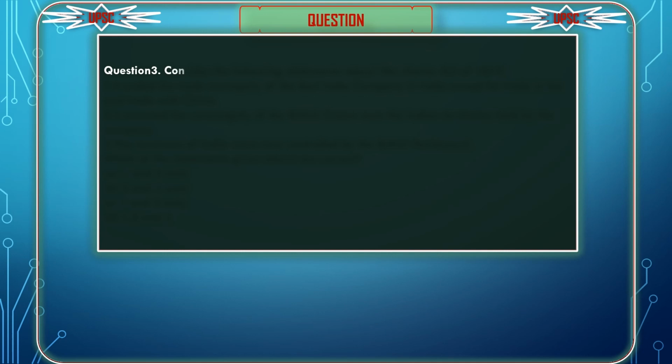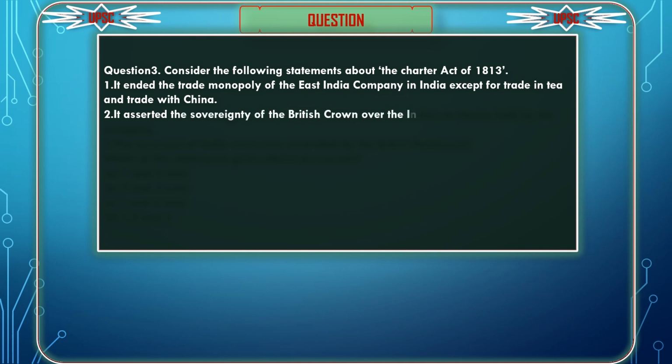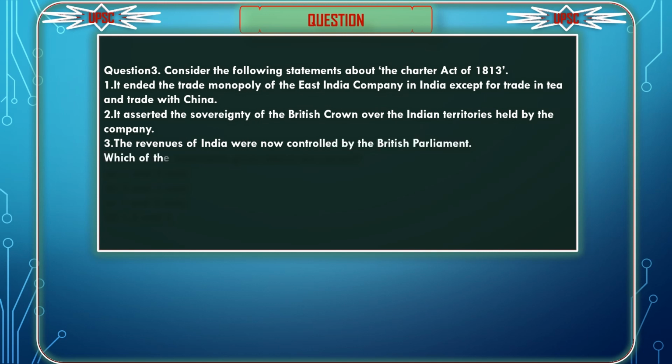Question 3. Consider the following statements about the Charter Act of 1813. 1. It ended the trade monopoly of the East India Company in India except for trade in tea and trade with China. 2. It asserted the sovereignty of the British Crown over the Indian territories held by the company. 3. The revenues of India were now controlled by the British Parliament. Which of the statements given above are correct? A. 1 and 2 only.